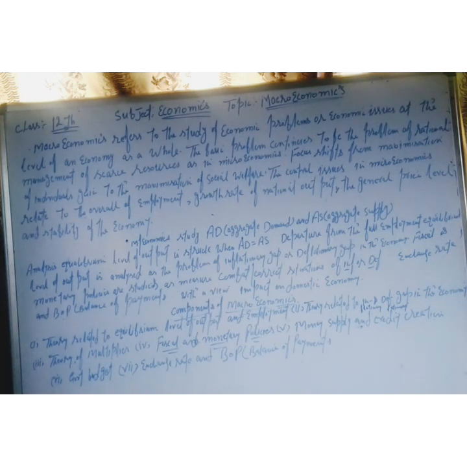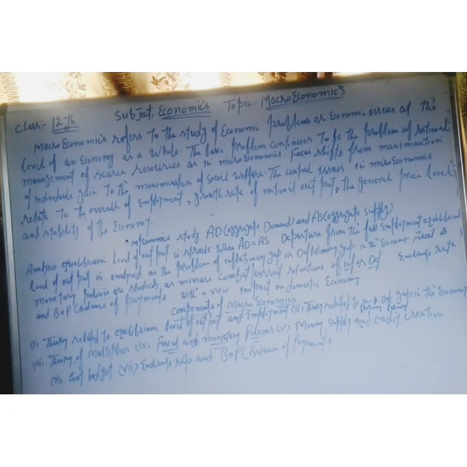The fifth point is money supply and credit creation. It studies the components of money supply and how commercial banks add to money supply through credit creation.